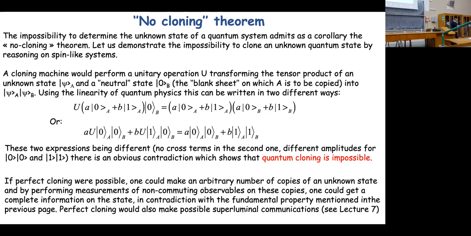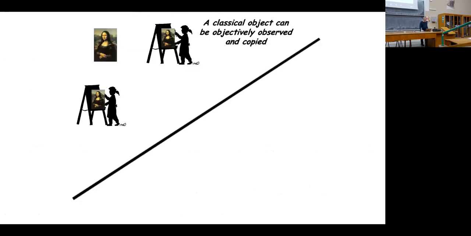And we can show that if you could clone, then you could communicate at a distance faster than light. In fact, you could use the property of entanglement combined with cloning to transmit information faster than light signals. And this is inconsistent with relativity theory. So this is interesting.